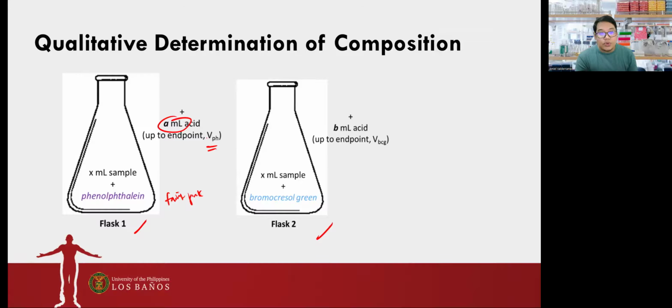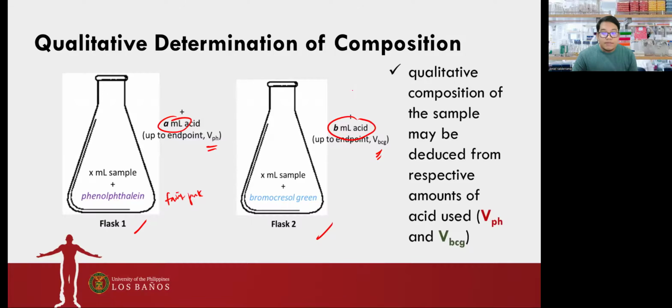Then in flask 2, you will add certain amount of titrant or yung acid natin until you reach the bromcresol green endpoint, which will be referred as VBCG. Okay, so the qualitative composition of the sample may be deduced from these respective amounts of acids used, referred as VPH and VBCG.